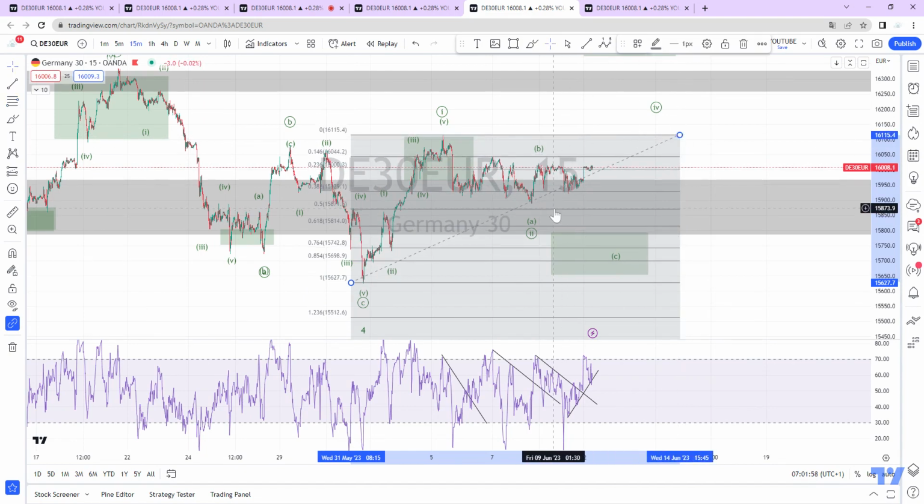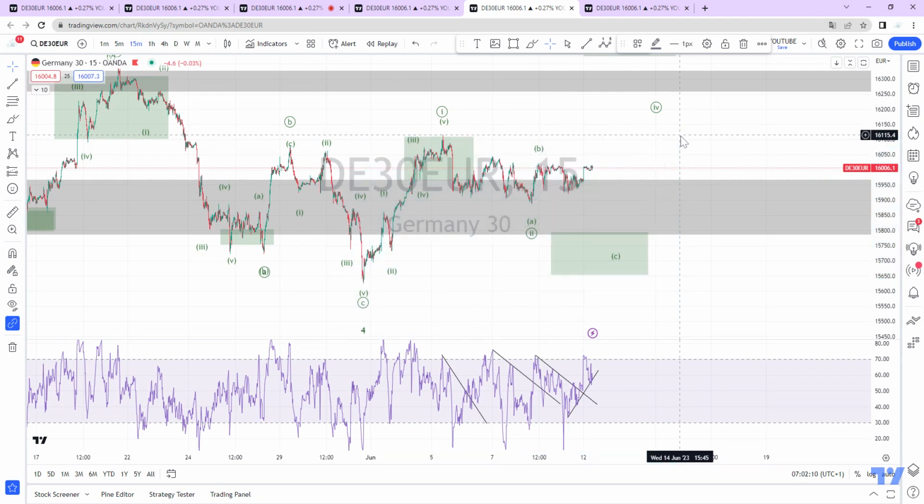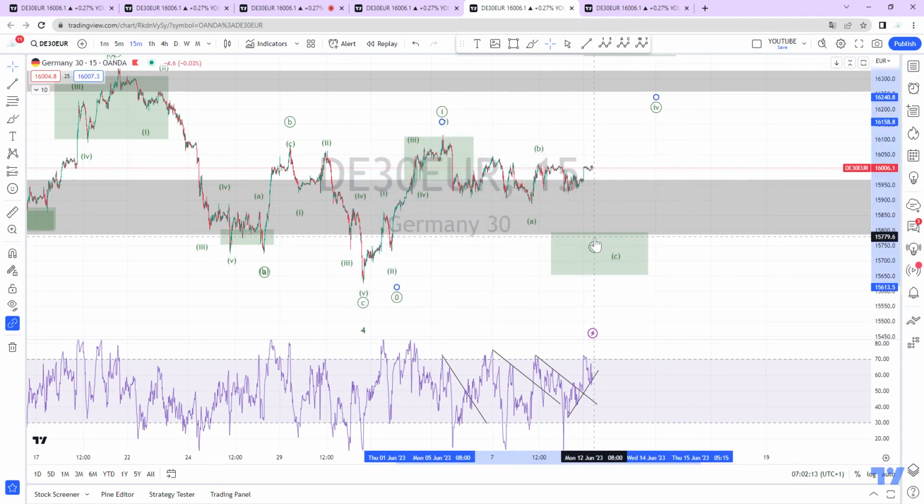Yeah, this would be the 0.5 Fib retracement. We didn't reach it, we missed it. We were close, you know. So it's a possibility, but this is not the way I trade. I wait for this area.